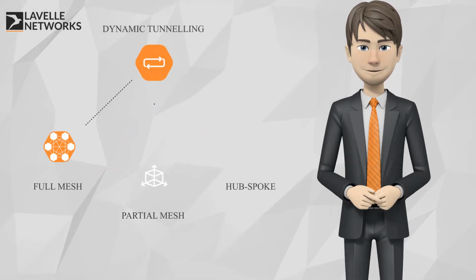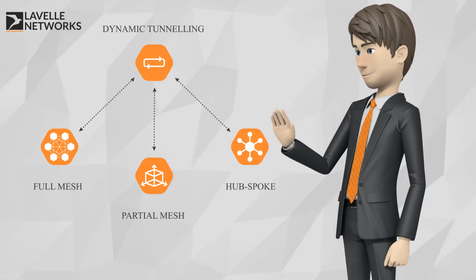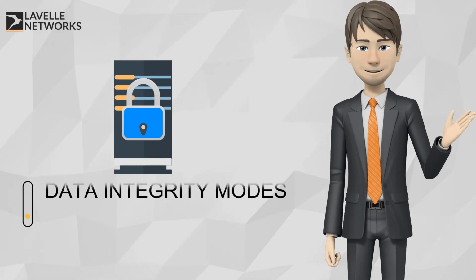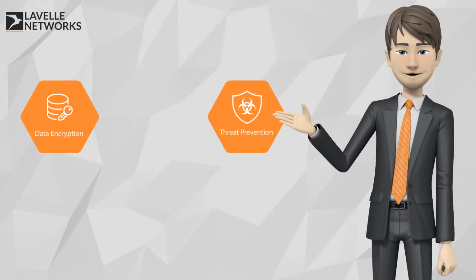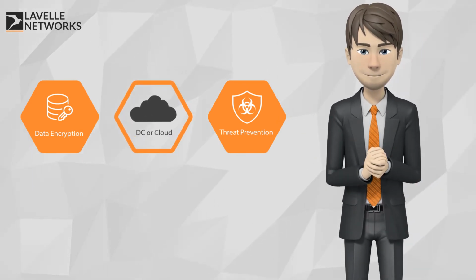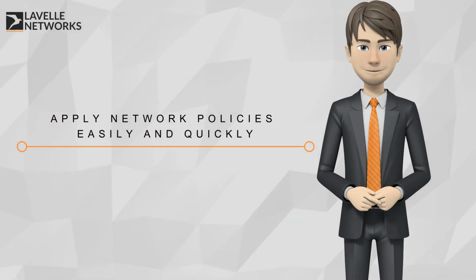Get dynamic tunneling that allows for full mesh, partial mesh, and hub-spoke connectivity between locations. Secure your network with data integrity modes, FIPS-compliant data encryption algorithms, and advanced threat prevention using an NFV service chain at the DC or cloud. Apply network policies easily and quickly from a central command center.